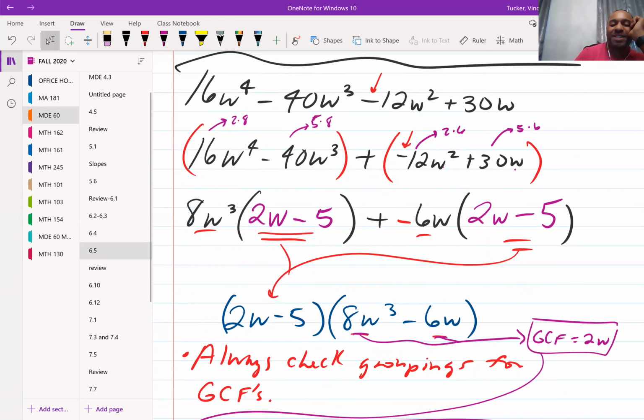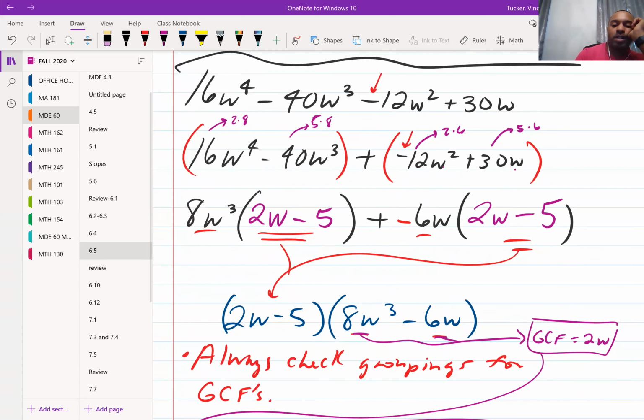All right, so to finish it off, when I look at this last set of parentheses, notice that both of them are even numbers, so I can factor out a 2. I have an 8 and a 6 there. And also I have a W that can be pulled out of each one of these.